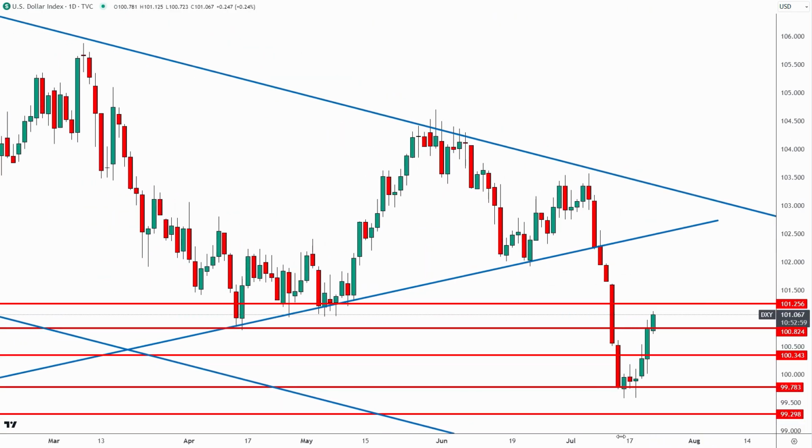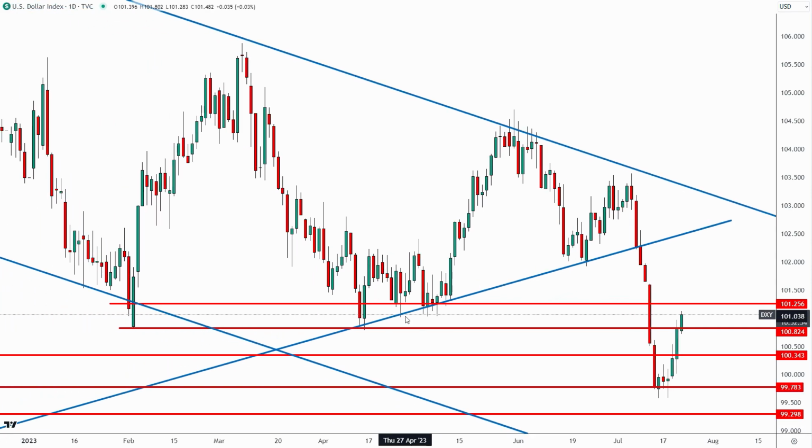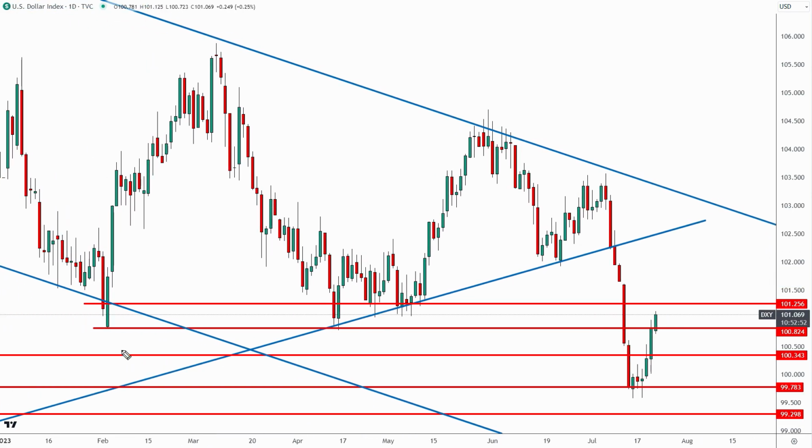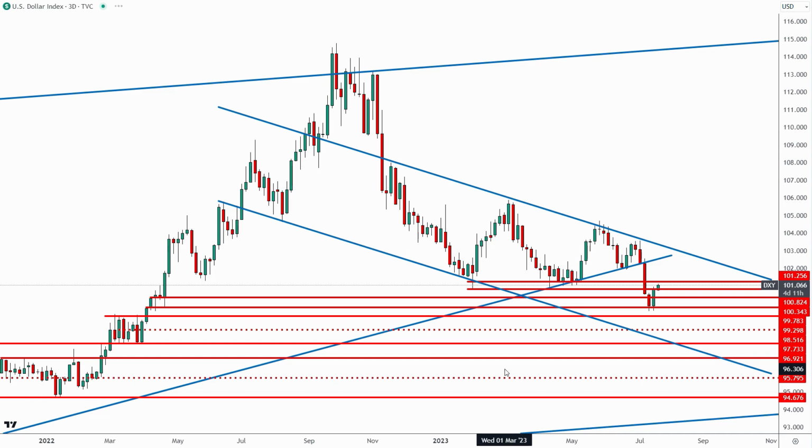Now, here's what's going to be key: the exact level of these previous year-to-date lows. So if you look back here, this low right here, and also this one, the previous low is 100.8. Now, Thursday closed right at that level, and so far today, the market is rallying above that. So I do think that a close above 100.8 would be bullish for the US dollar, but really, I think that the DXY has to get above 101.25, okay, 101.25, in order to really turn bullish.